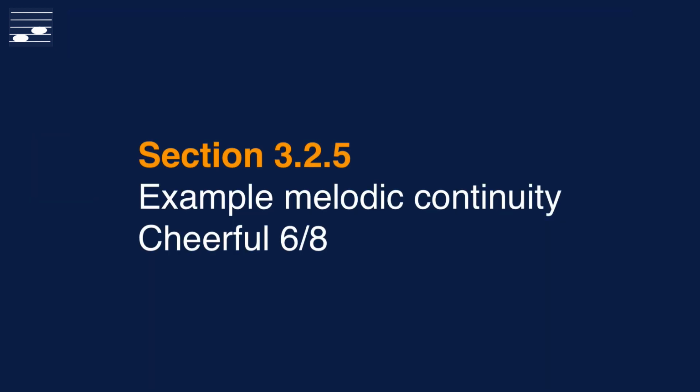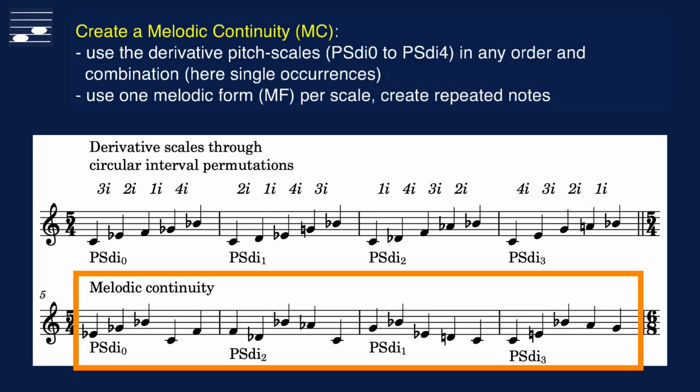This second set of derivative scales, based on interval permutations, is turned into a melodic continuity in 6/8 time signature. I've used the original sequence of 4 scale variants, each used once but with a different melodic form, such that we obtain repeated notes.